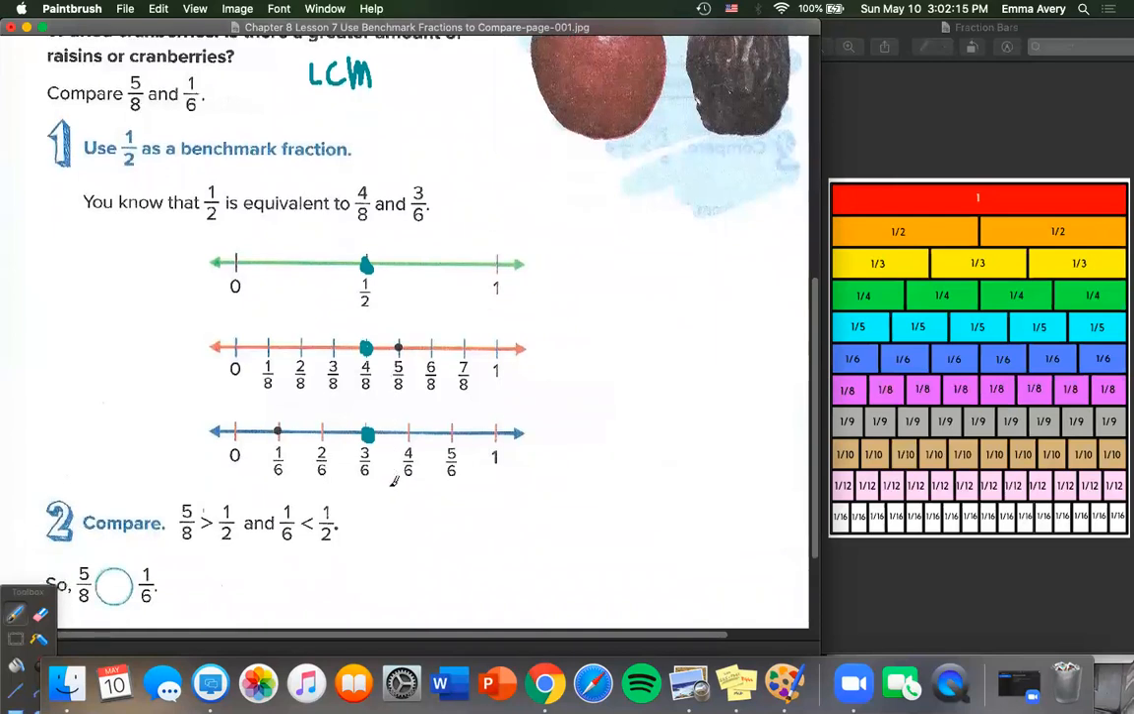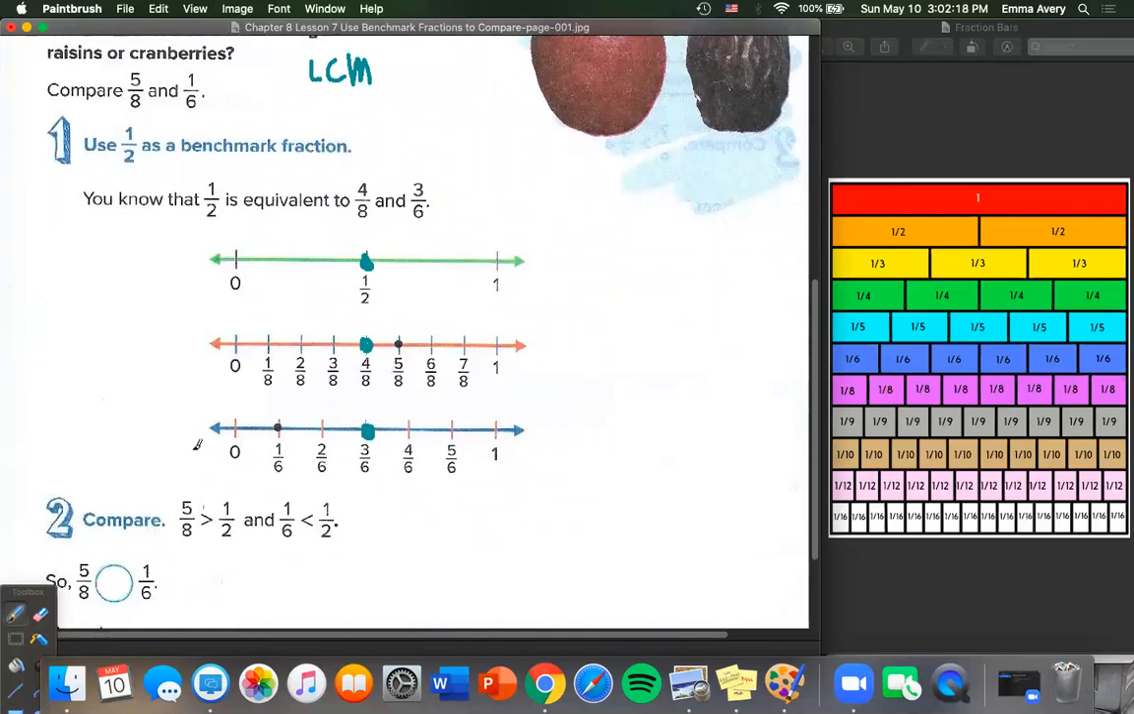Now we can compare 5/8 to 1/2 and 1/6 to 1/2. So 5/8 is greater than 1/2 and 1/6 is less than 1/2. So now we know that 5/8 is bigger than 1/6. We can also see that because our lines line up at 0 and 1, we can tell 1/6 is smaller than 5/8. So on to page 2.